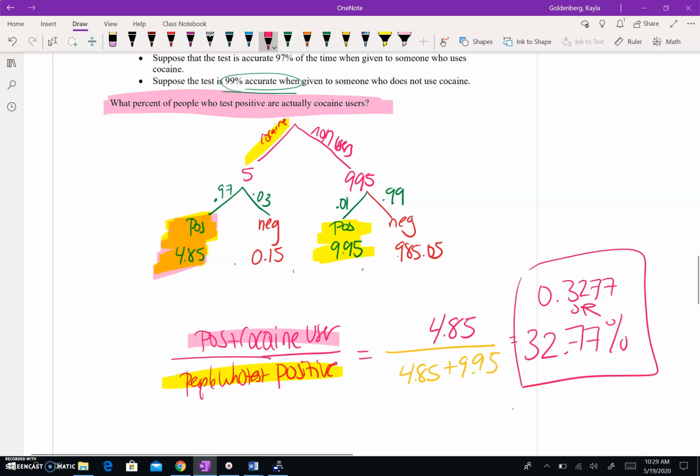So that means that 32, or maybe round up to 33% of people who get a positive result actually use cocaine. So it's kind of interesting that most people who get the positive result are actually not cocaine users. And that's really coming from, if you look back at the tree, the fact that most people are not users. And even though it's only 1% over here, if we look back at the tree, 1% of 995 is going to be a lot more than 97% of 5. So it's just really coming down to the size of the numbers.